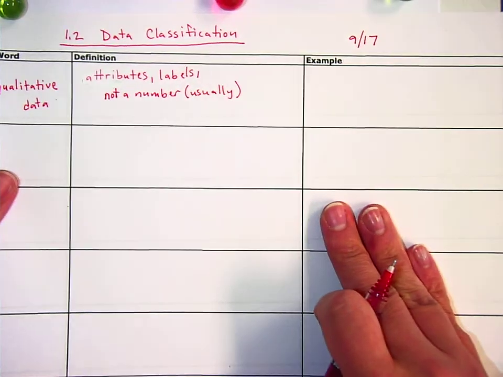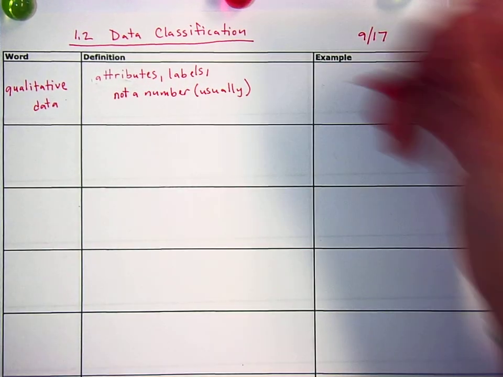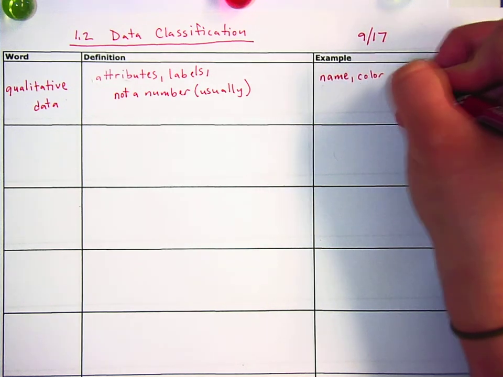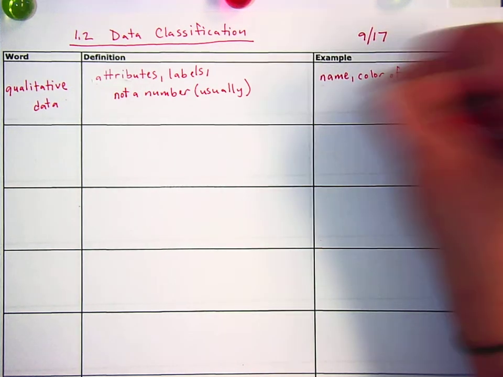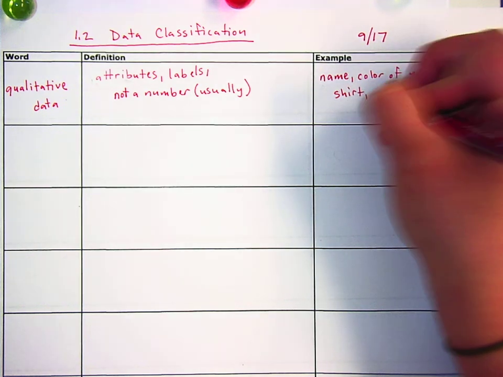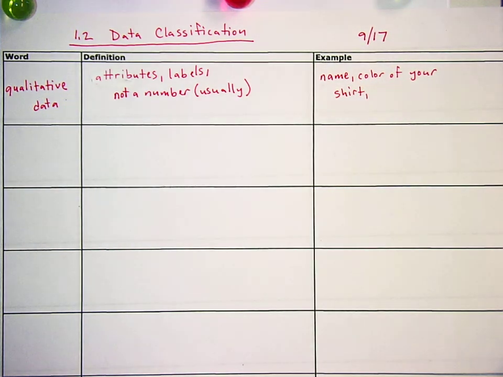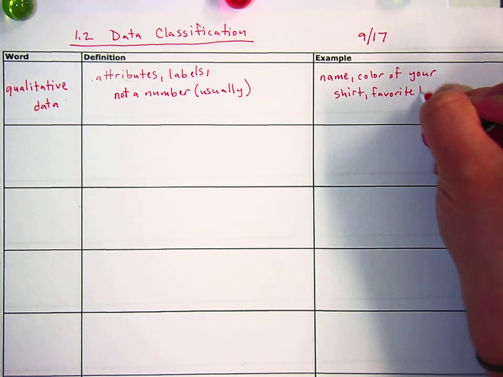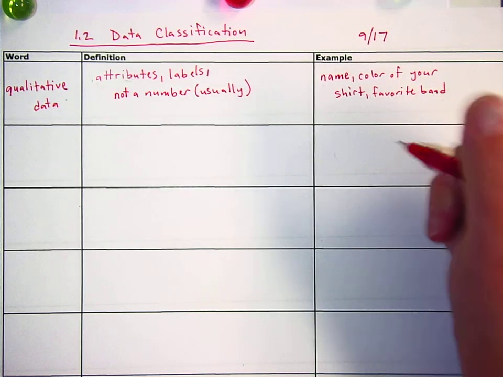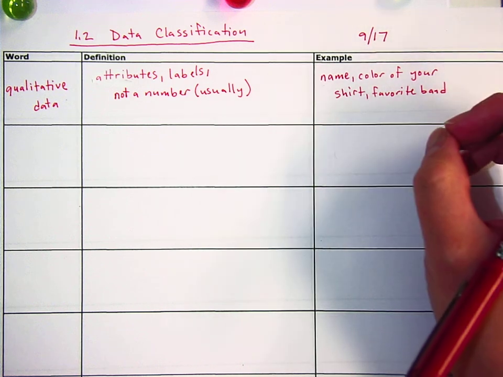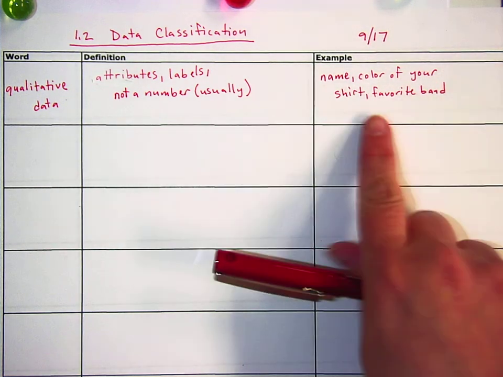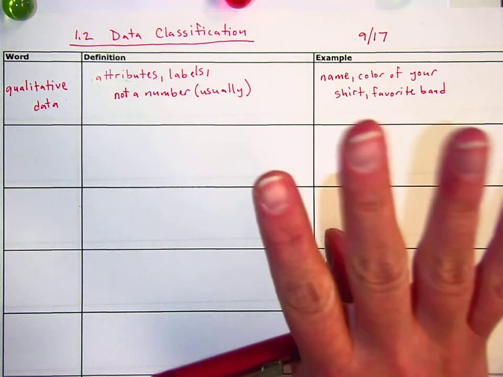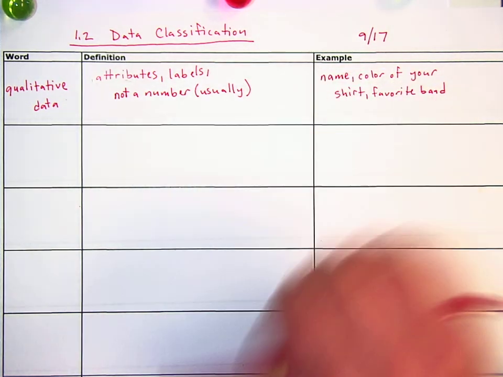So for example, something that could be qualitative about you could be your name. It could be the color of your shirt. It could be your favorite band. Anything that is not a number, but more something about you. There are also a few things that are qualitative that are numbers, and that's any label that defines you.